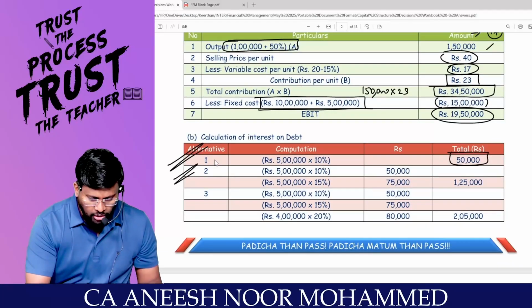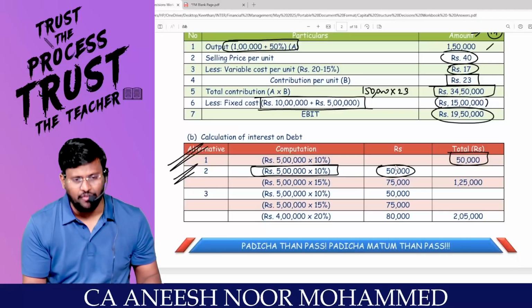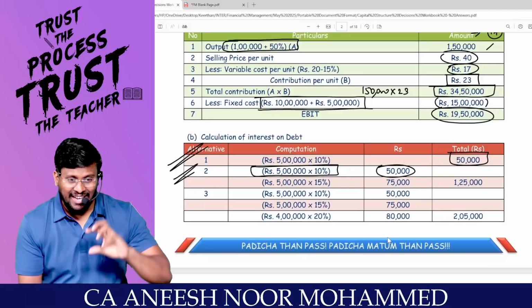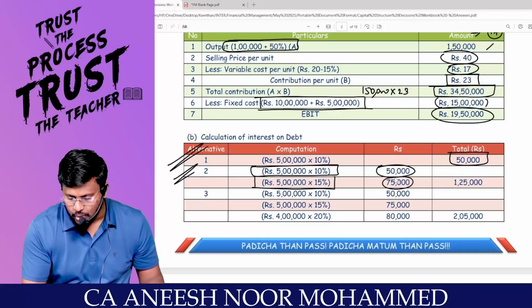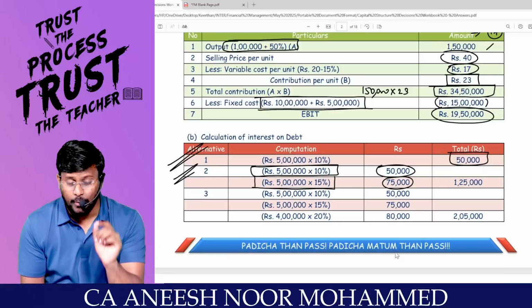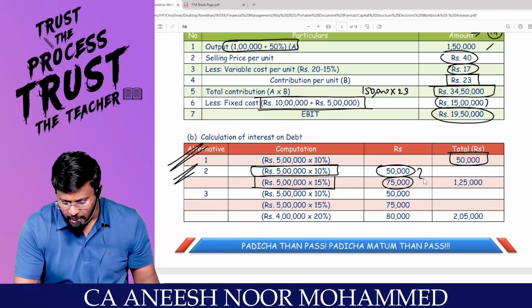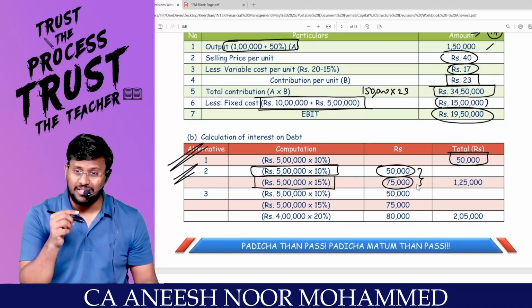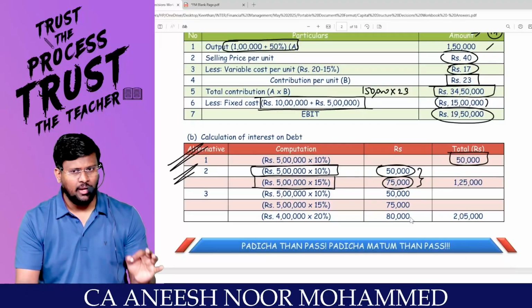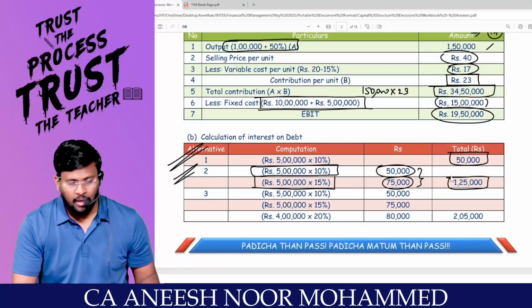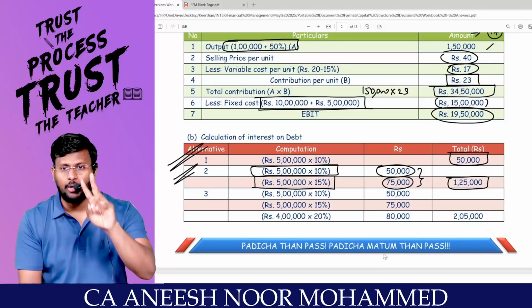That means for alternative number 2, for the first 5 lakh into 10%, 50,000. For the next 5 lakh into 15%, it comes to 75,000. Students will make a mistake here. They may apply the entire 15% on the 10 lakh because they said slab wise. So 50,000 plus 75,000 comes to 1 lakh 25,000, the total interest under option number 2.